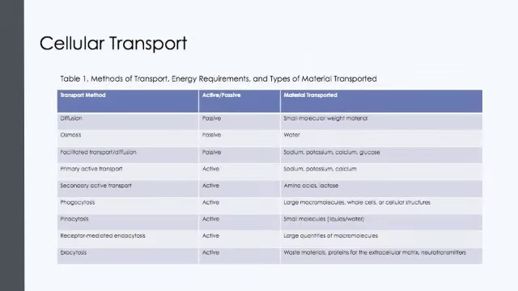And this next slide outlines cellular transport. It gives you a nice table that shows the methods of transport, their energy requirements, and the types of material that are transported. So as you can see in the first column, we start with diffusion. It's a passive process, and it transports small molecular weight material. So I'll allow you to review this table on your own time.